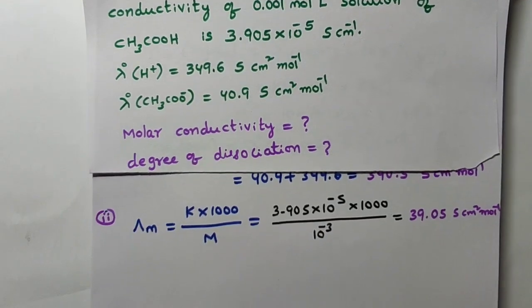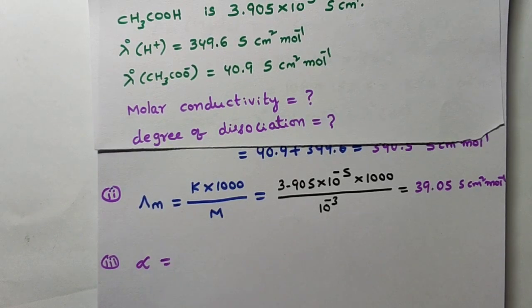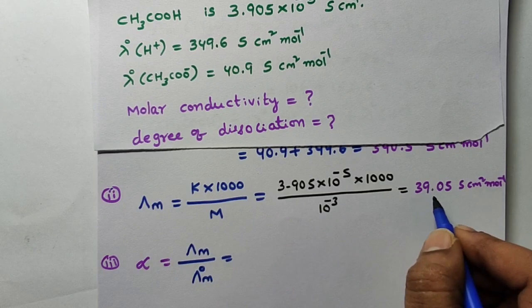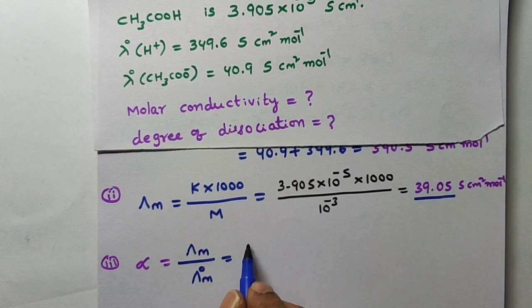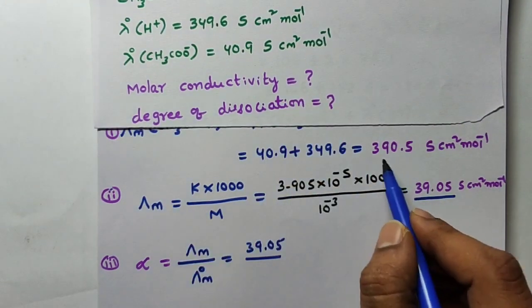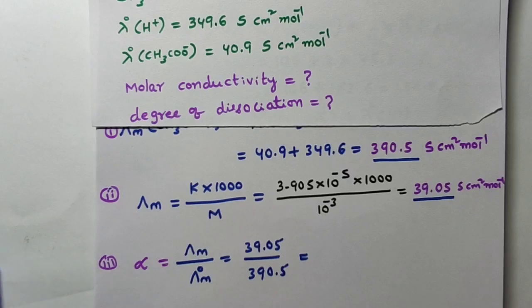Got it, right? And next, the third one, let us find the degree of dissociation. Degree of dissociation alpha equals molar conductivity divided by limiting molar conductivity. What is the molar conductivity? You can observe here, 39.05. Limiting molar conductivity, you can observe here, we found the limiting molar conductivity, right? 390.5. If you do the simple calculation, we will get 0.1.